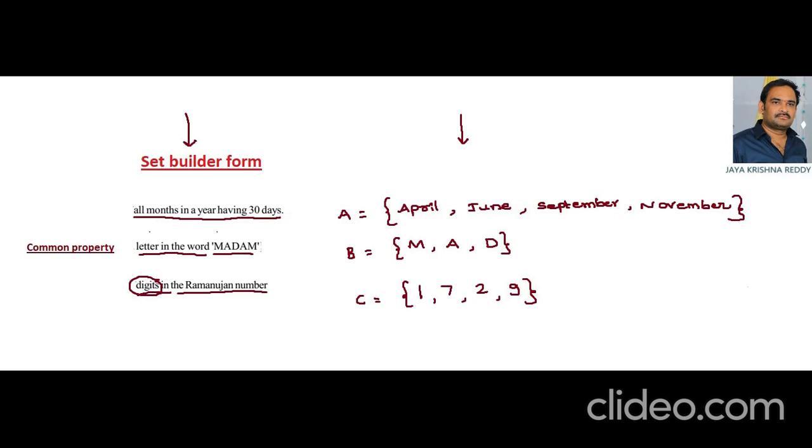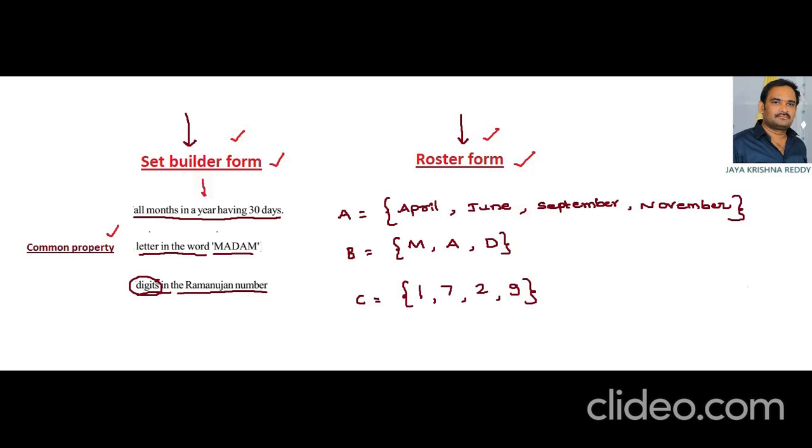So writing the common property is nothing but what we call a set builder form. Mentioning or representing a set with the common property of its elements is called a set builder form, and listing all the elements of the set is called a roster form. So we can represent a set in two different forms. One is set builder form and the second one is roster form.